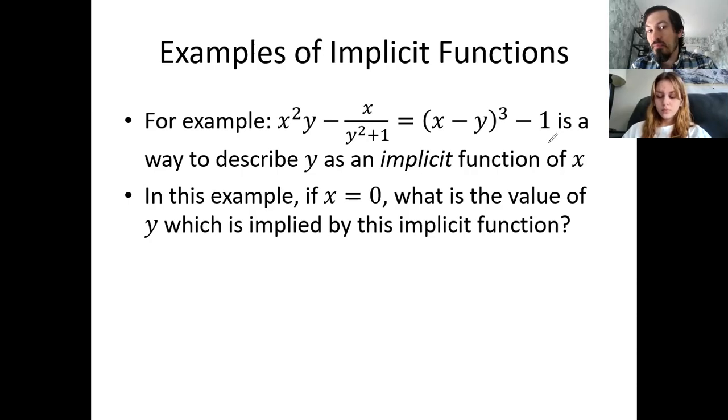This is already, you can tell, an implicit function. Y can be described as an implicit function of x just using this equation. How do I even know that? How is it that I can just look at this equation and say, yes, there is a relationship between x and y that's being described? I won't make you answer that unless you want to.